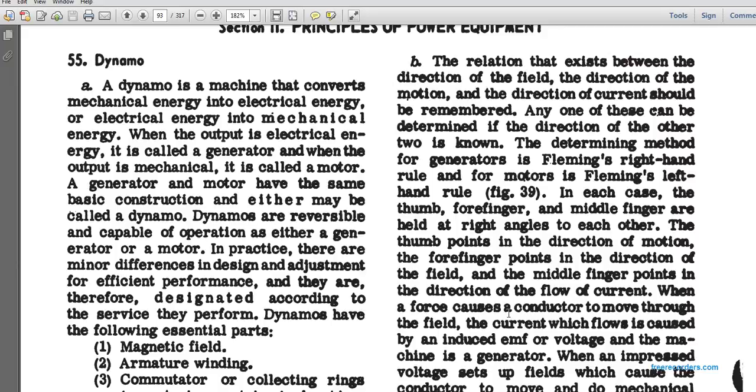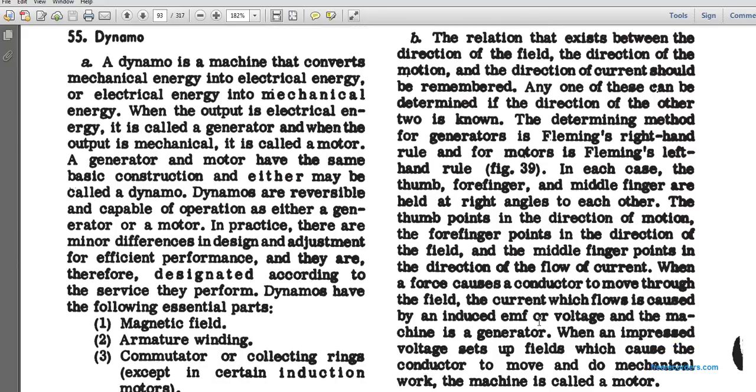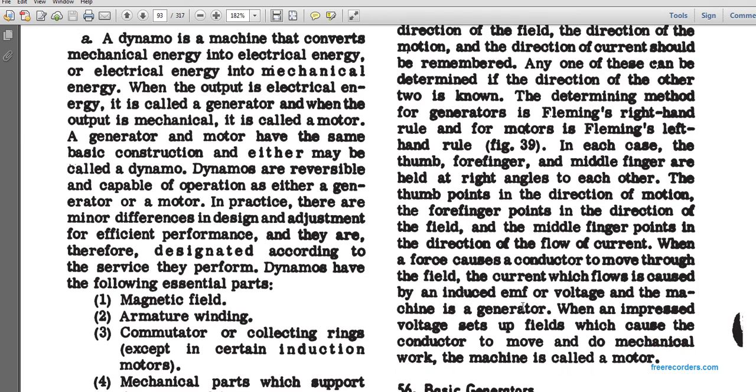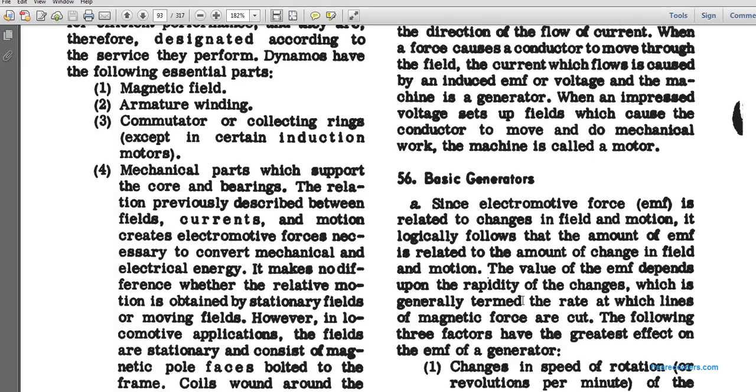When a force causes the conductor to move through the field, and the current flows, causing an induced EMF and voltage, the machine is a generator. When an impressed voltage sets up current which causes the conductor to move, delivering mechanical work, the machine is called the motor. Section 56, the basic generator.